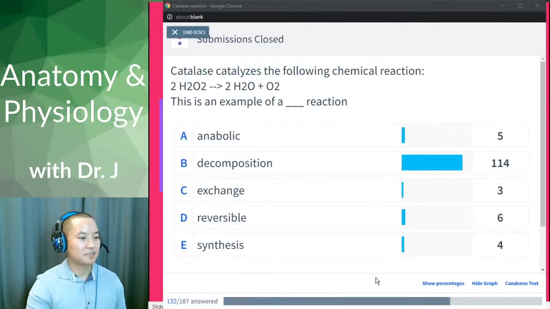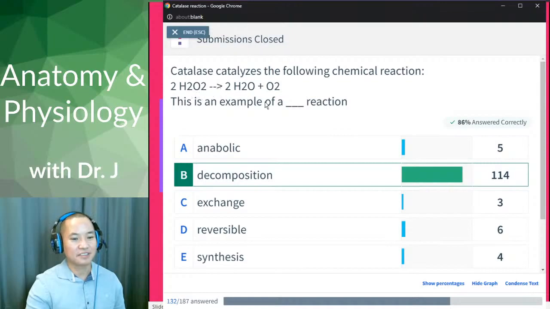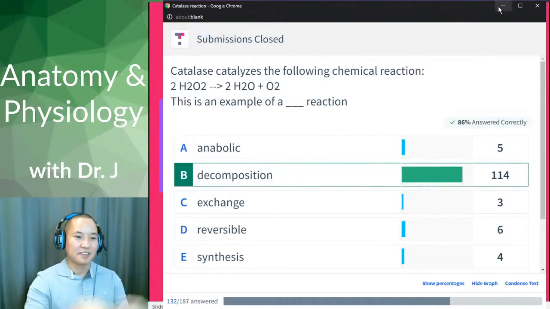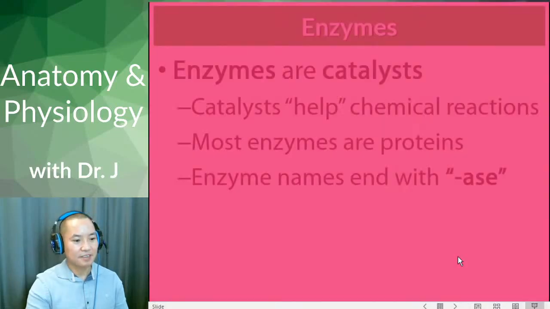Okay, most of you said that's a decomposition reaction. Otherwise, it's kind of evenly spread among the others. And most of you are correct. It is a decomposition reaction. Why? Again, look at the reactants and products. You have one reactant, but you have two different products at the end. So it is a decomposition reaction because you're breaking apart a single molecule into multiple products. All right, back to our lecture.